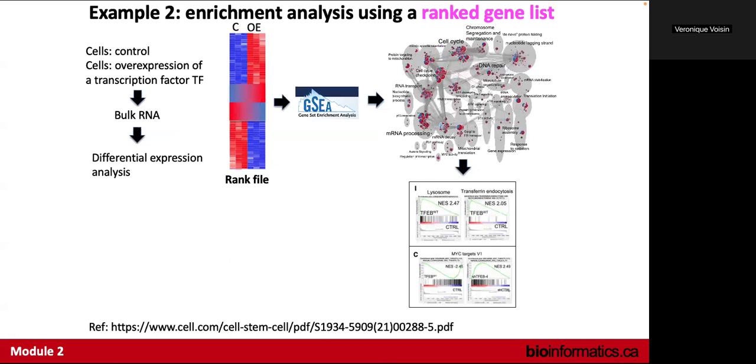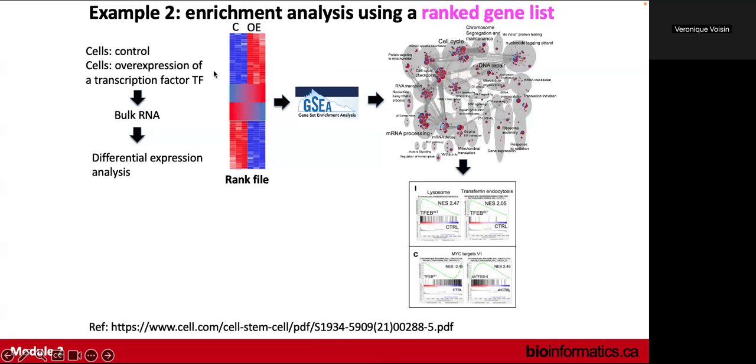For the ranked gene list, we are taking bulk RNA-seq as an example. The reference paper for this data is below. In this example, we overexpressed a transcription factor in blood cells, and we compared the control and the treated cells using RNA-seq. So OE means overexpression.